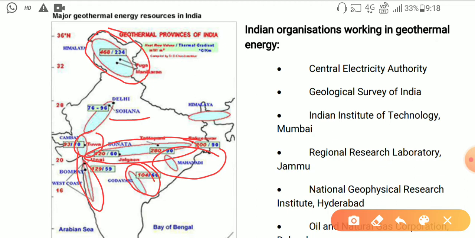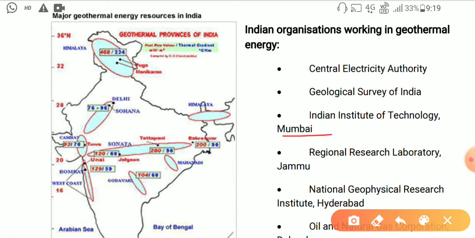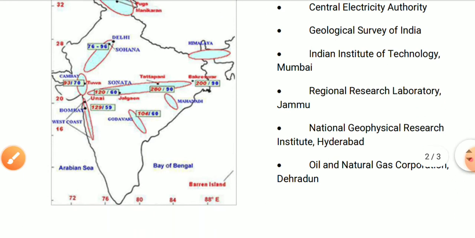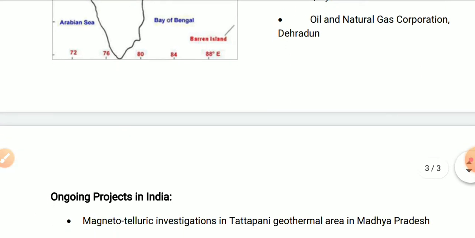The Indian organizations working in geothermal energies are the Central Electricity Authority, Geological Survey of India, IIT Mumbai, Regional Research Laboratory Jammu, National Geophysical Research Institute Hyderabad, and Oil and Natural Gas Corporation Dehradun. They are most attentively trying, and through research they can find out the easiest way by which we can collect the geothermal energy.